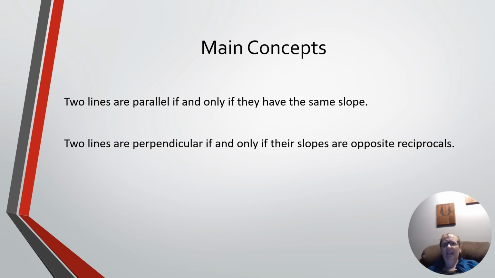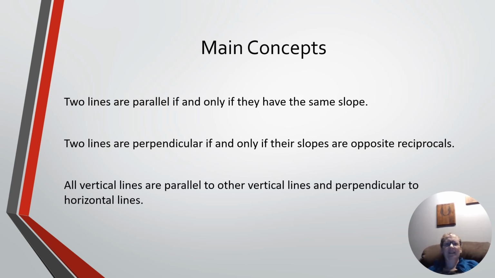So if it's like 3, it'd be 3/1. The other one would be -1/3. And that would be the opposite reciprocal. All vertical lines are parallel to other vertical lines and perpendicular to horizontal lines. And obviously all horizontal lines are parallel to other horizontal lines. You get the idea. Anyway.